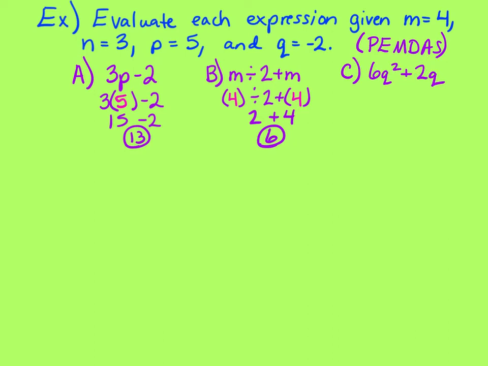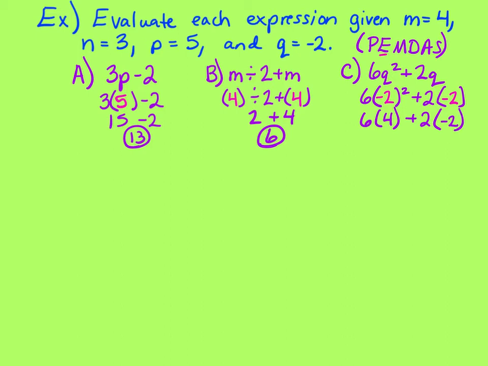Our next expression is 6q squared plus 2q. So we've substituted -2 in place of q, and notice that we have multiplying, we have an exponent, we have adding, and we have multiplying again. So looking through my PEMDAS, the first thing I've got is an exponent. So I'm going to evaluate the exponent, bring down this 6, and -2 squared means -2 times itself. A -2 times a -2 is a +4. And then I'm just going to bring down this 2 times -2.